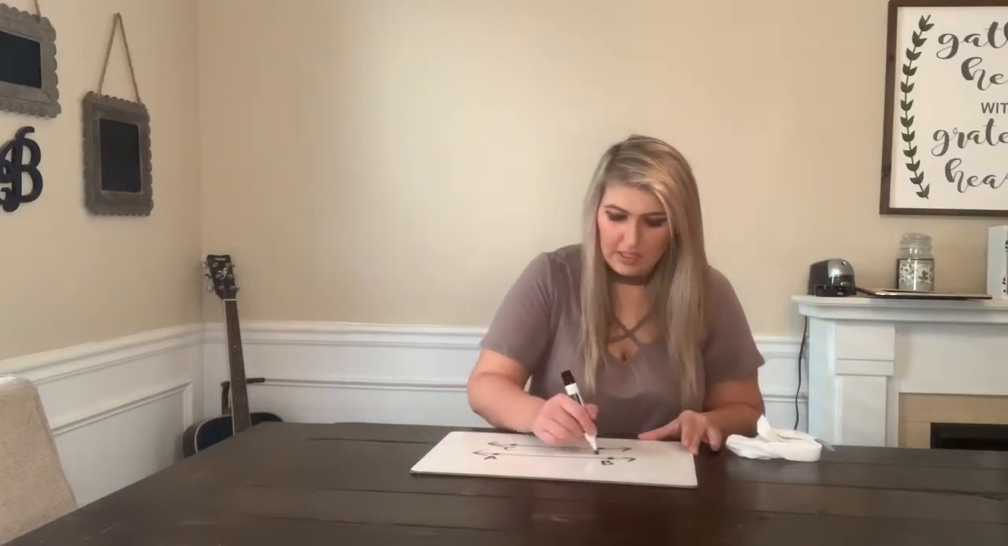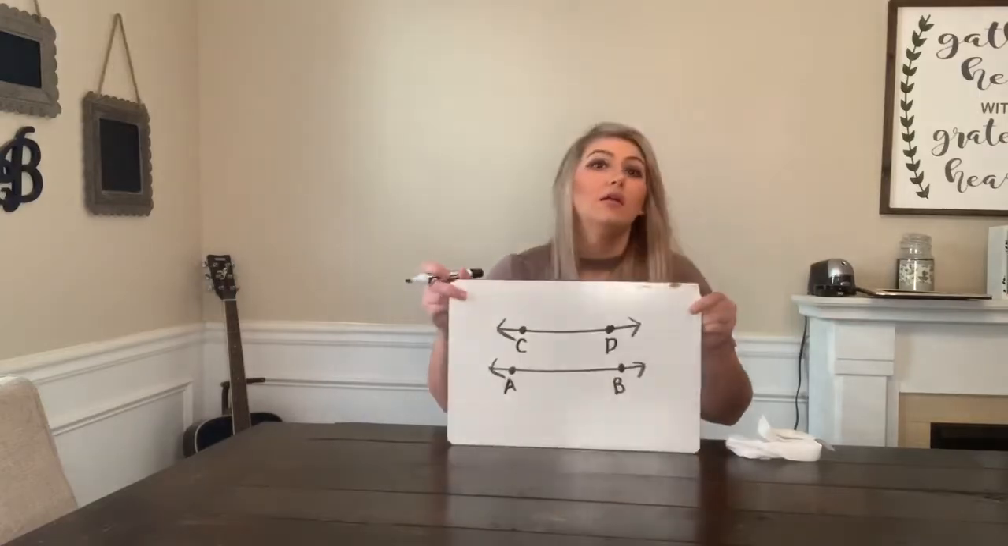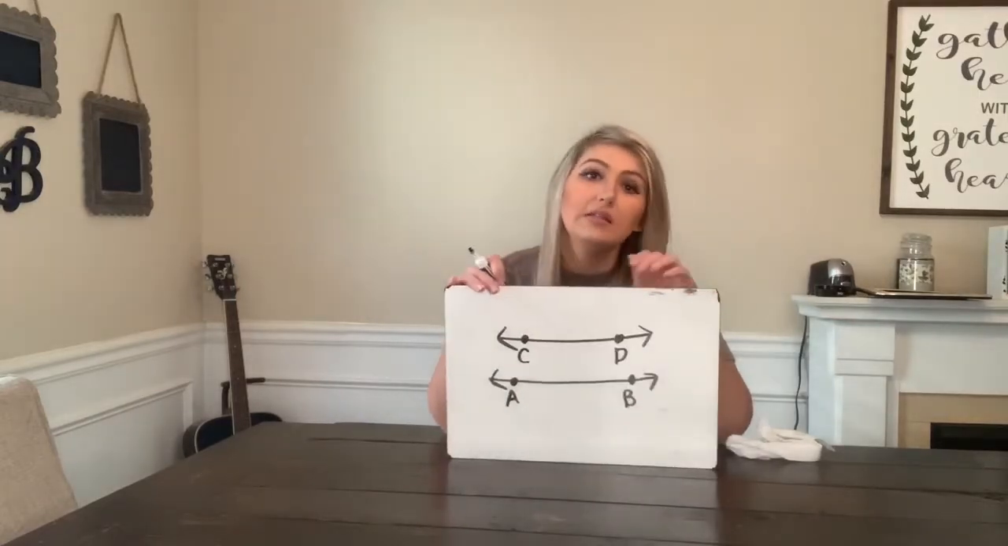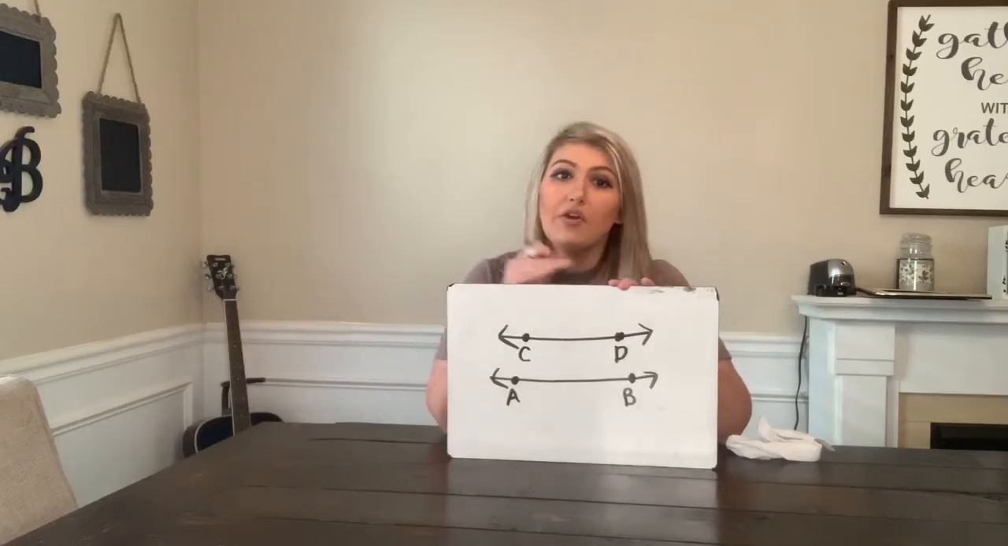I'm going to go ahead and draw 2 lines. I'm going to name both of my lines. So one will be AB, the other one will be CD. Okay, these 2 types of lines are what we call parallel lines. Parallel lines are never going to touch.